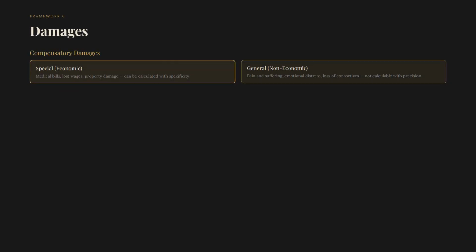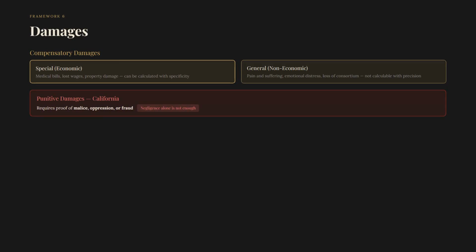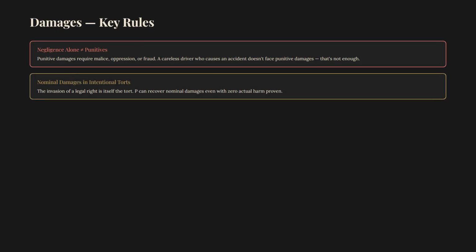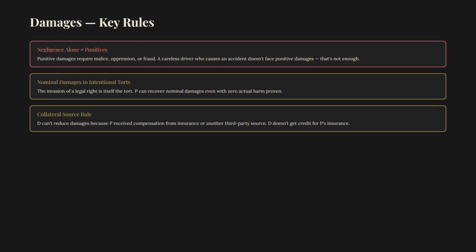On damages, compensatory damages split into special damages, meaning economic losses like medical bills and lost wages that can be calculated with specificity, and general damages, meaning pain and suffering and emotional distress. Punitive damages require proof of malice, oppression, or fraud in California, so negligence alone doesn't support punitives. Nominal damages are available in intentional torts even with no actual harm proven. The collateral source rule means D can't reduce damages because P received compensation from insurance or another third-party source, so D doesn't get credit for that.